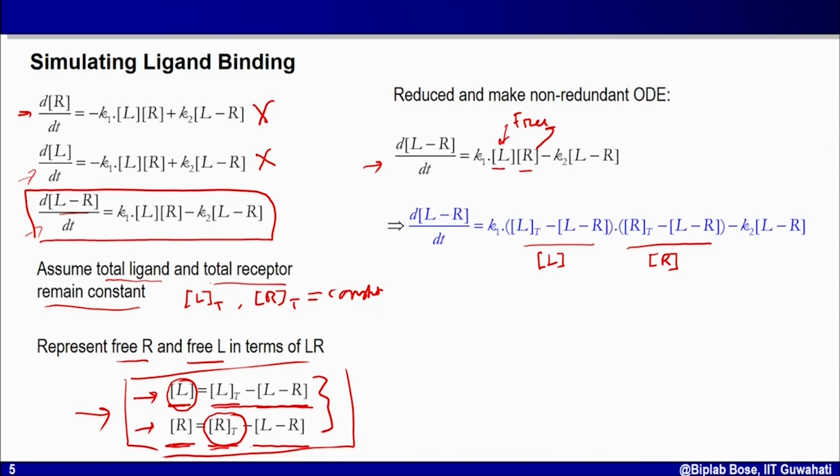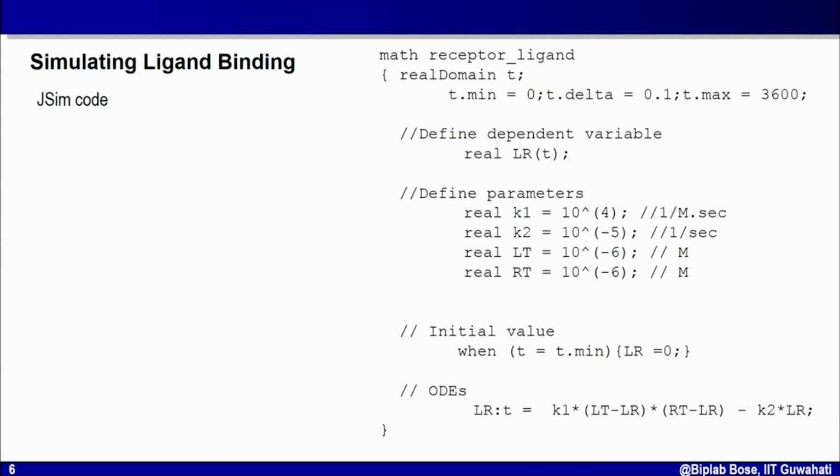So what I have done, I have started with 3 ODEs. I have assumed a conservation of both receptor and ligand. That helped me to reduce the number of ODEs from 3 to 1, which is a non-redundant ODE. So now I want to simulate it, and I will discuss now the code of simulating this in JSim, and I will advise you to try this in JSim yourself, and you can follow the code exactly here. So the code is given here.